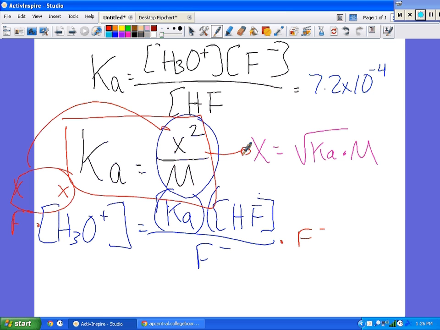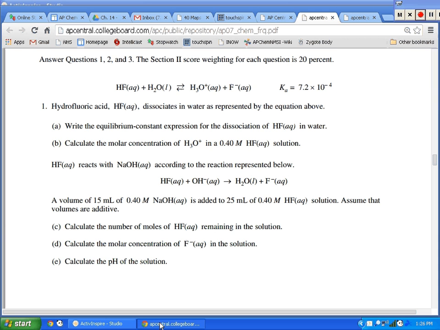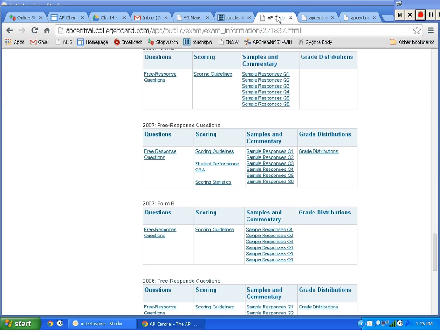So then you have a Ka, you have a concentration, multiply them together, take the square root of it. All right? And so you get, tell you what would be really awesome is if I would be smart. Let's see, this is question 1 from 2007.